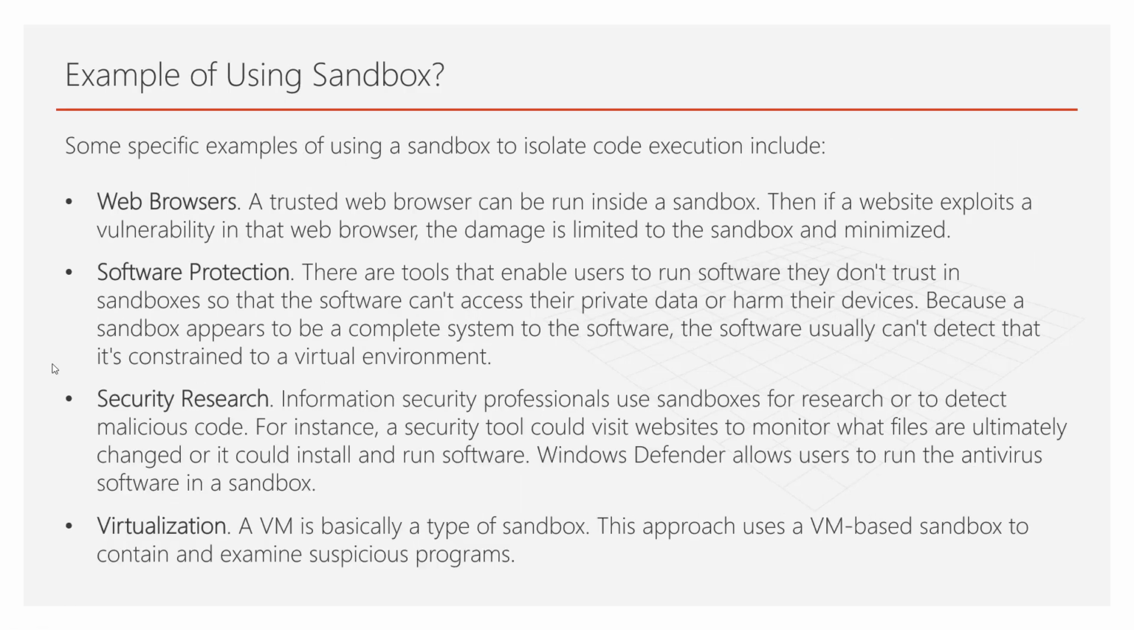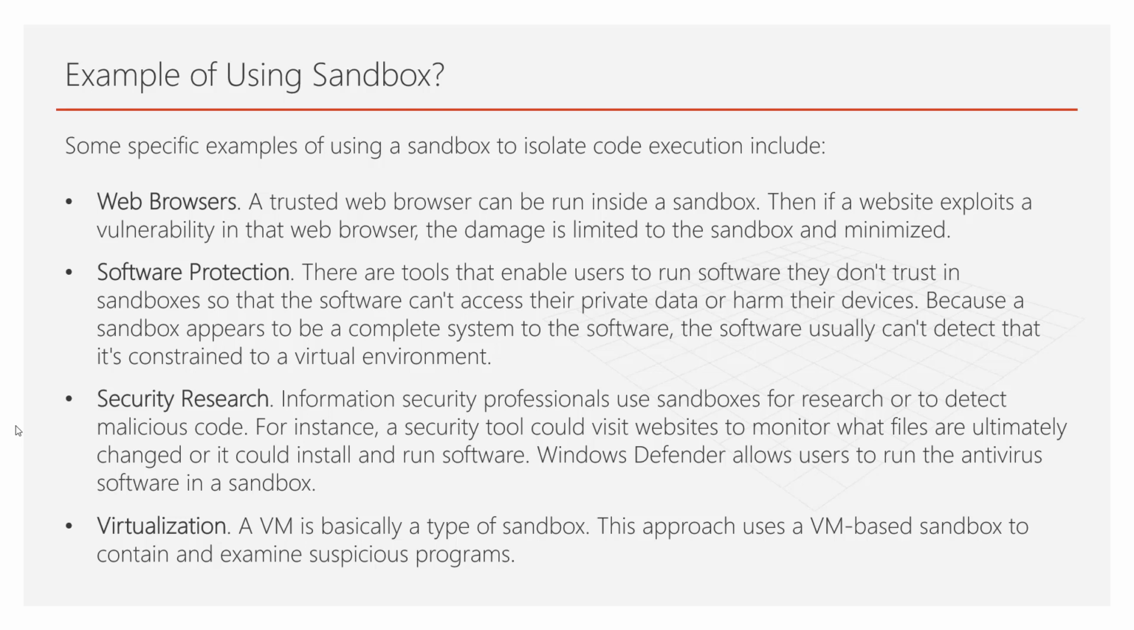Examples of using sandbox. Some specific examples of using a sandbox to isolate code execution include web browsers. A trusted web browser can be run inside a sandbox. Software protection. There are tools that enable users to run software they don't trust in sandboxes so that the software can't access their private data or harm their devices. Because a sandbox appears to be a complete system to the software, it usually can't detect that it's constrained to a virtual environment.